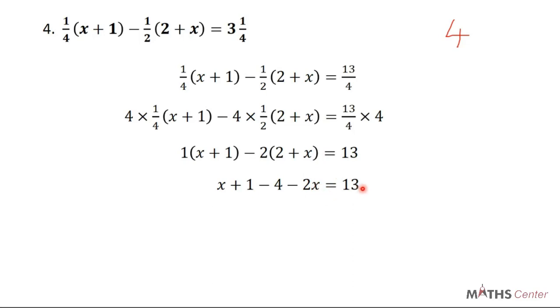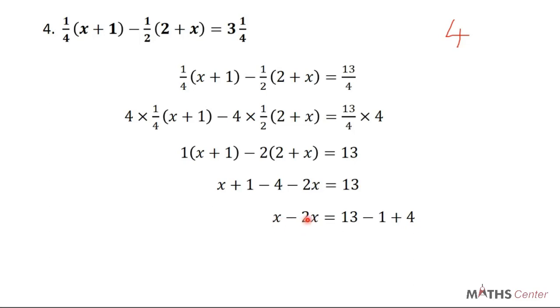We group like terms. So x and minus 2x are like terms. Because they are already on the left hand side here, I'm going to keep them there. So I have x minus 2x is equal to, I have this first term here which is 13, so I will transfer all the numbers to this side. So positive 1, when it comes here it becomes negative 1. Negative 4, when it comes here it becomes positive 4.